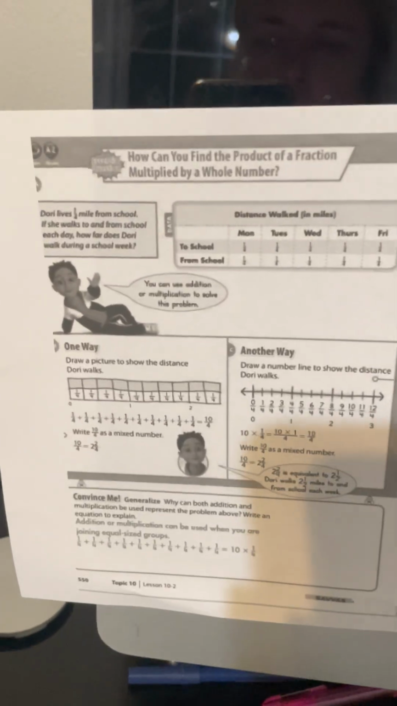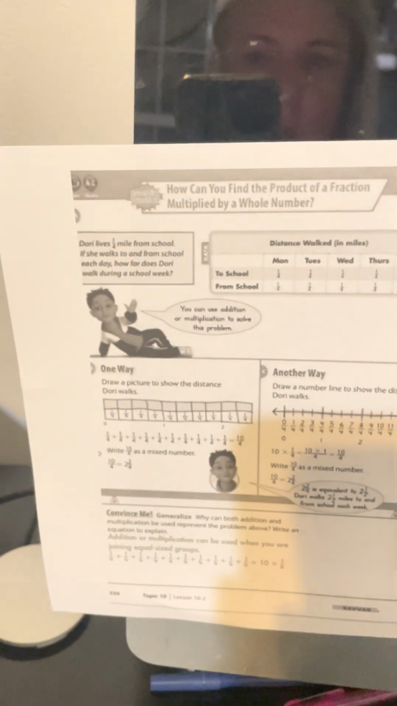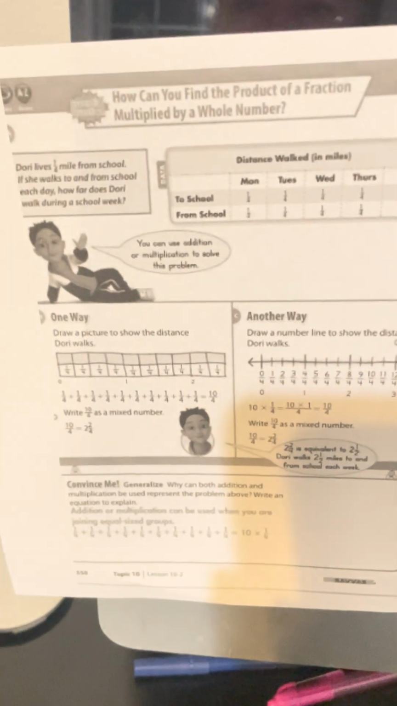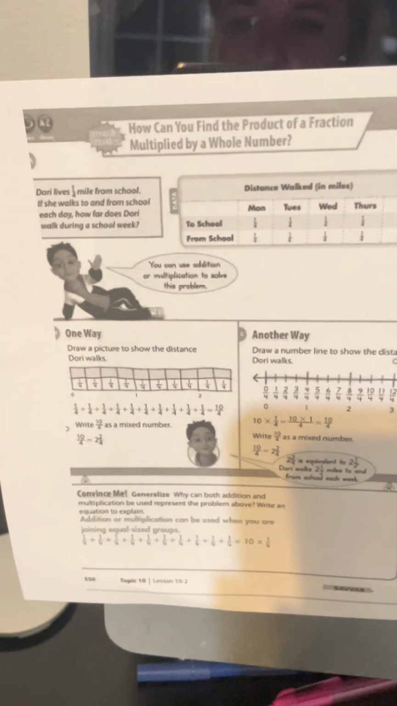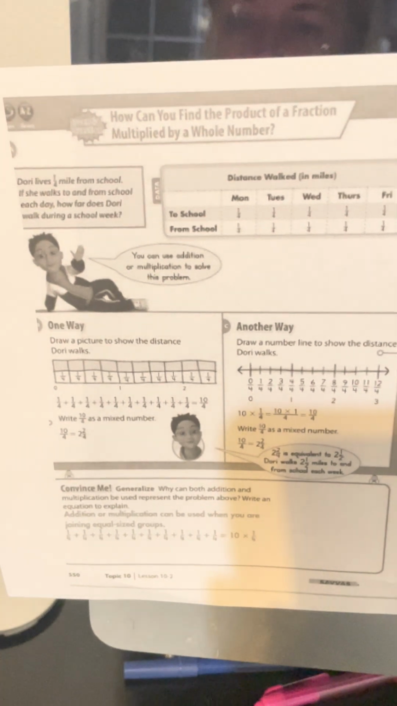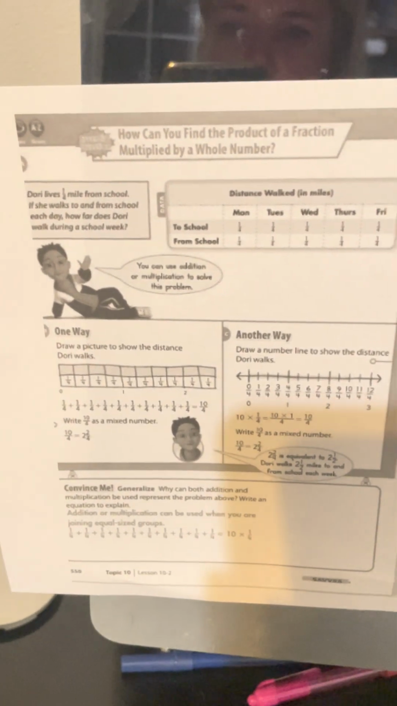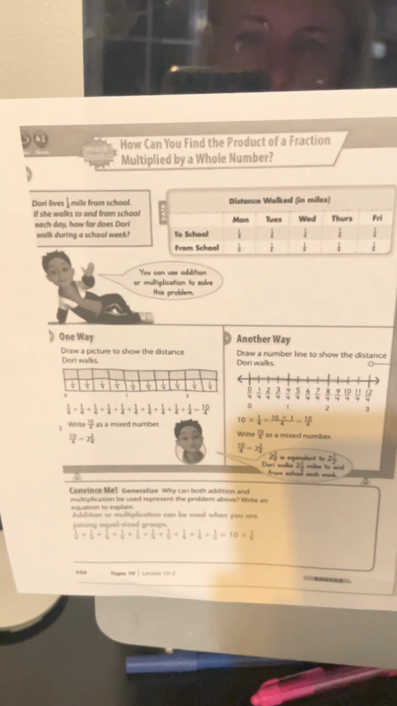All right. There we go. Page 550. Look at your example. Dory lives 1/4 mile from school. If she walks to and from school each day, how far does she walk during a school week?